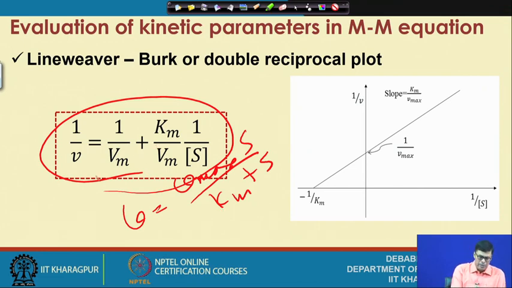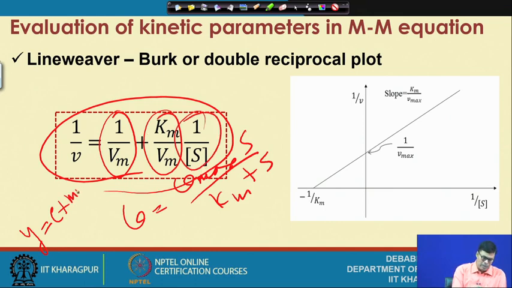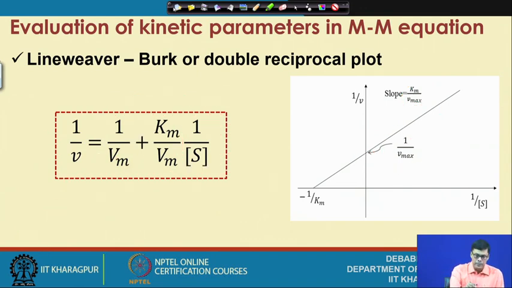So here you can see this is y, this is 1 by V. We can write y equals mx plus c, where this is constant m, multiplied by x, and Vmax gives the constant c. So it is a straight line plot. The slope here will give you the value of Km by Vmax, and the intercept here will give you the 1 by Vmax value.